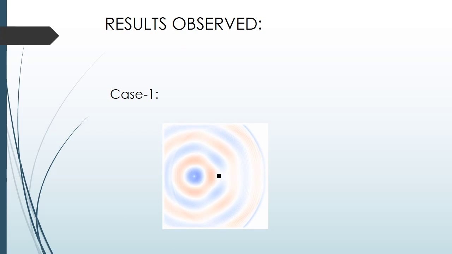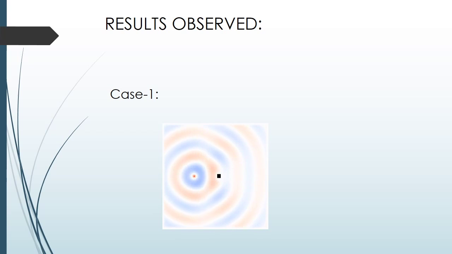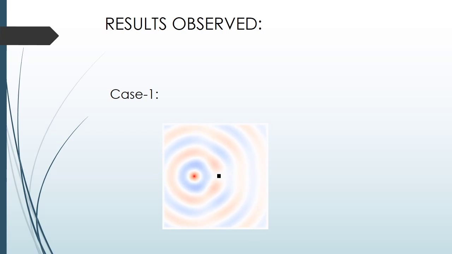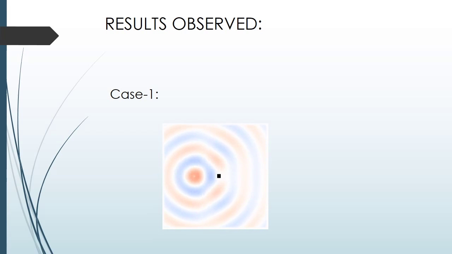In case 1, the width of the obstacle is set to around lambda by 6. As we can see, whenever the obstacle size is very small compared to the wavelength, the wave goes undisturbed.